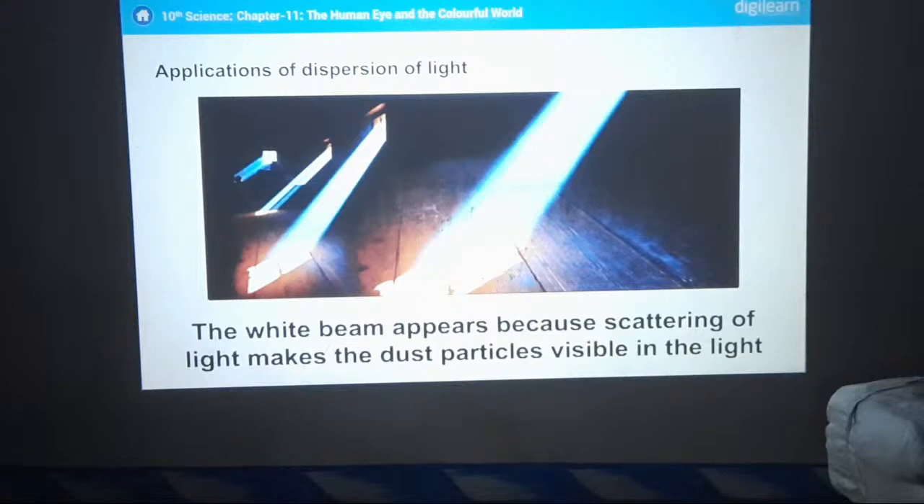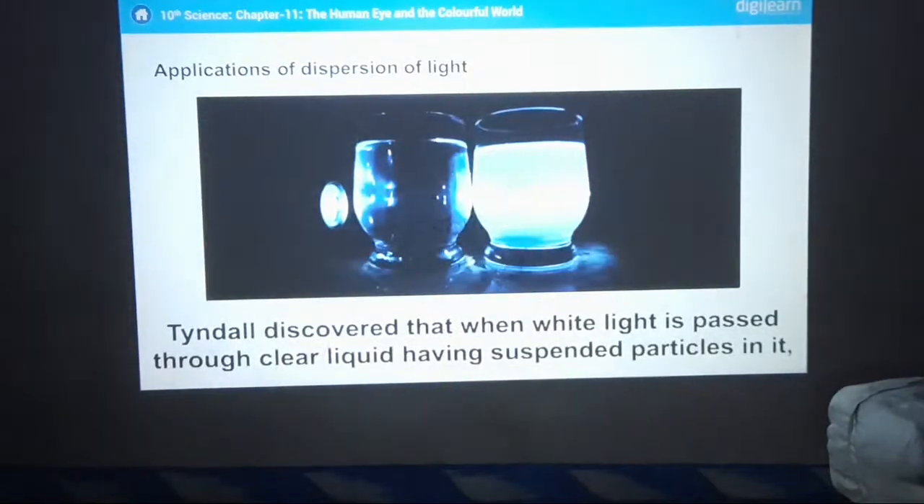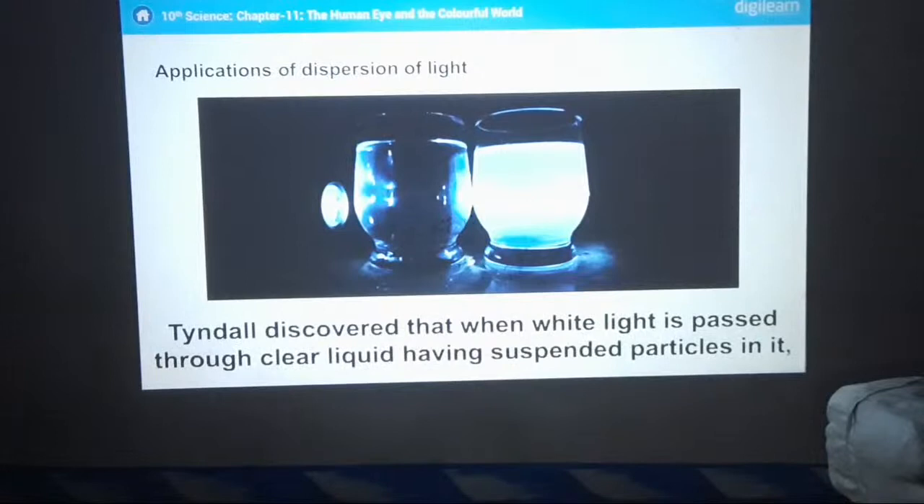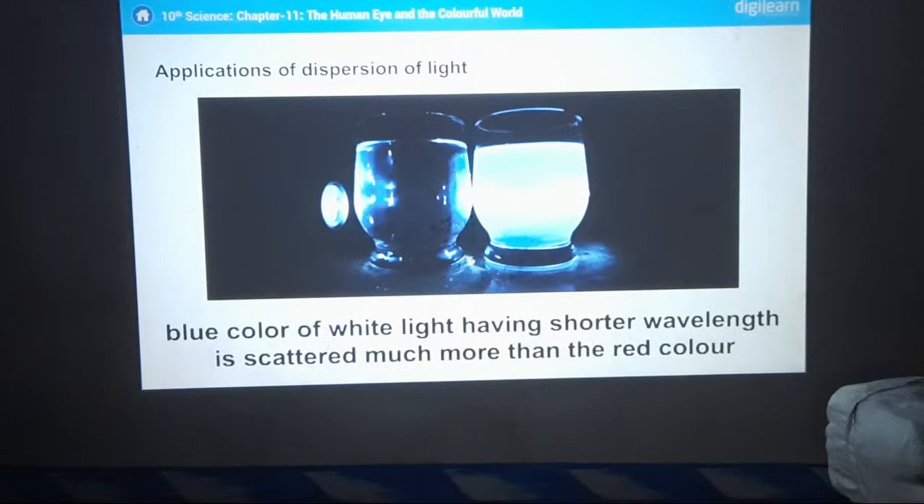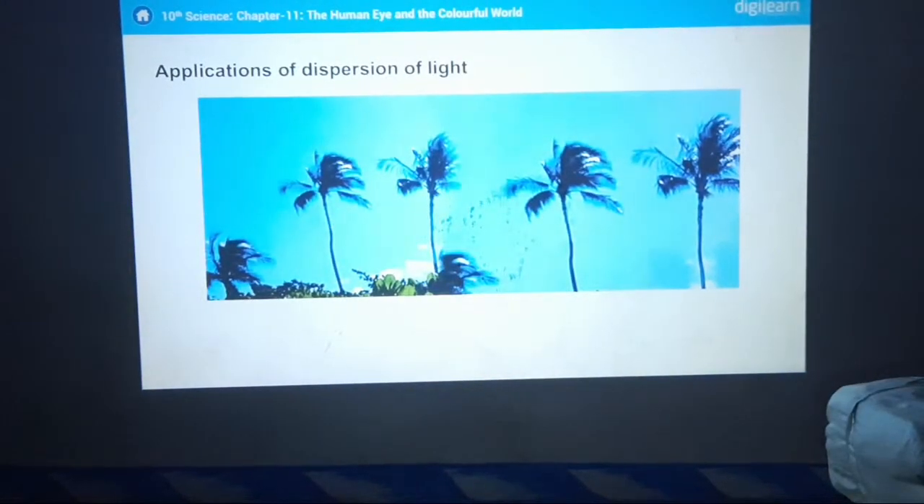The white beam of light which appears to come through the ventilation or through a slit in the door is because of the Tyndall effect, and the dust particles in the air cause the scattering of light in this case. The white beam appears because scattering of light makes the dust particles visible in the light. Tyndall discovered that when white light is passed through a clear liquid having suspended particles in it, the blue color of white light, having shorter wavelength, is scattered much more than the red color.